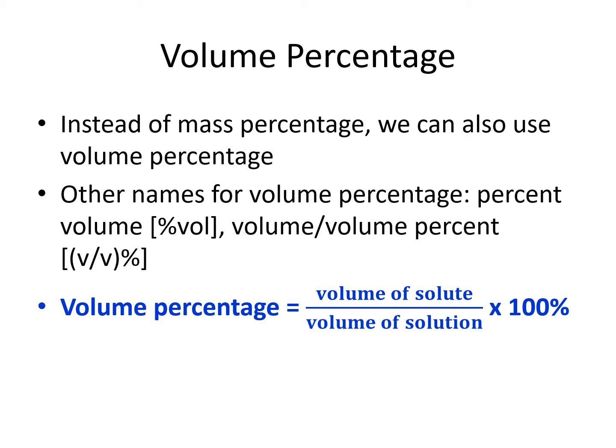For example, the V over V is telling us we have V on the top in our numerator and V on the bottom in our denominator. Both of our units are volumes. So our volume percentage is equal to volume of the solute, that is our component, divided by volume of the solution, that is the whole, and again multiplying by 100 to change from a decimal to a percentage.